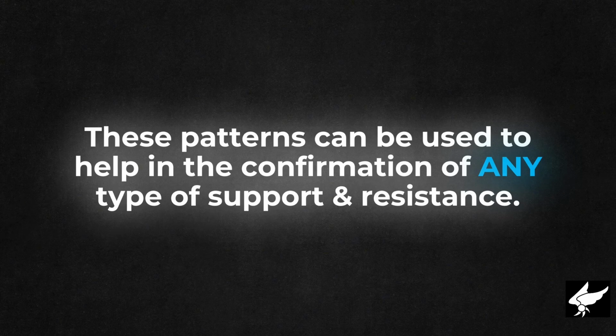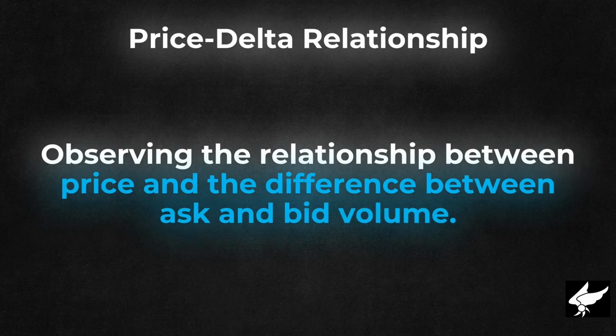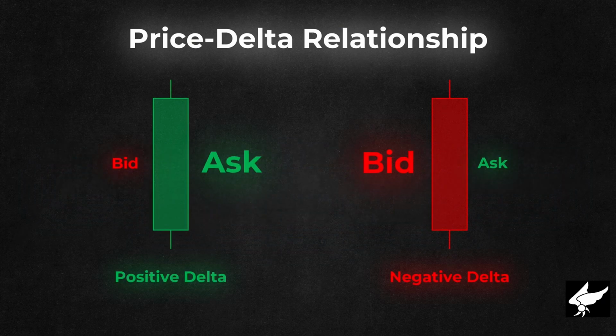Another important information we can find in the footprint is the relationship between price and volume delta. Volume delta is nothing more than the difference between ask and bid volume. As we saw earlier, a bullish candle usually has positive delta, and a bearish candle usually has negative delta. Positive delta means more volume in the ask, which agrees with the idea of buying aggression. Negative delta means more volume in the bid, which agrees with the idea of selling aggression.